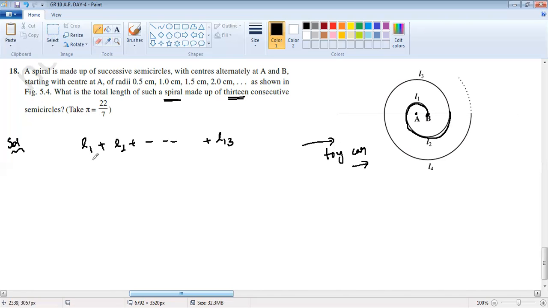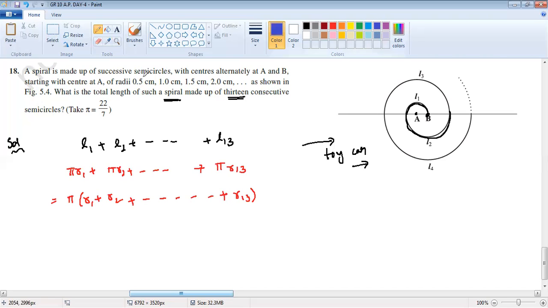Clear? Now, they are in the shape of semicircles, so apply the formula. The circumference of a circle is 2 pi r, so the first one is pi r1 because it is a semicircle. The next one is pi r2 and so on, up to pi r13. Overall, pi can be taken out, giving r1 plus r2 plus r3 and so on till r13.